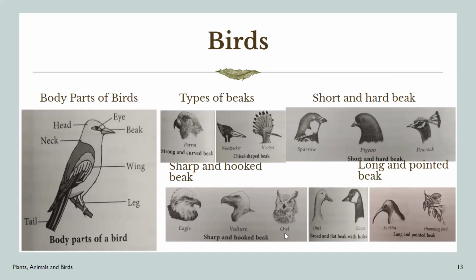We should know the examples also. Then broad and flat beak with holes, goose and duck. Long and pointed beak, who is having? Sunbird and hummingbird.